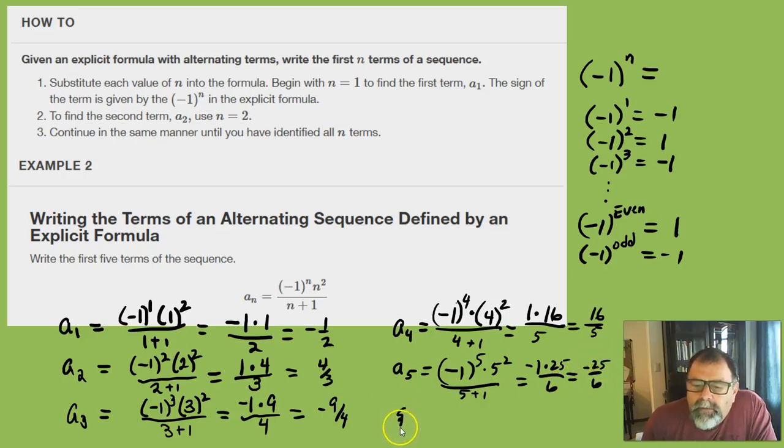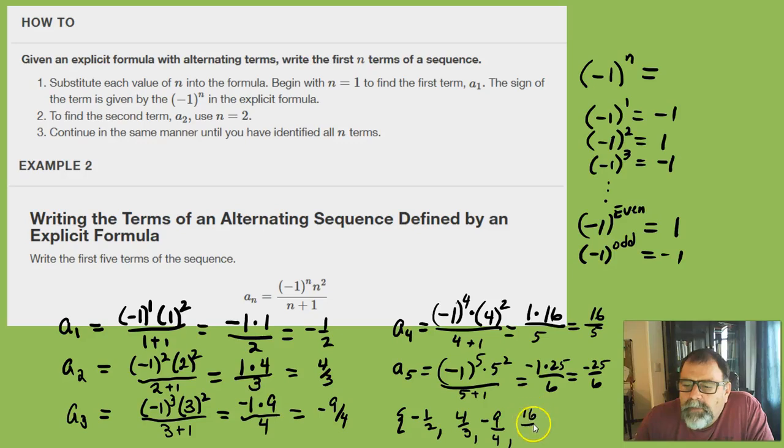Okay, so our sequence: negative 1/2, 4/3, negative 9/4, and then what's the next one? 16/5, negative 25/6, and so on.